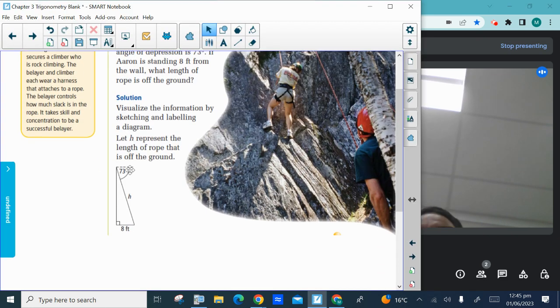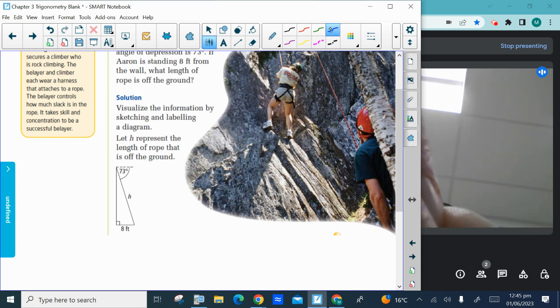So the triangle is labeled. The angle of depression is on the outside of the triangle. It's from the horizontal downwards. But remember, that equals the angle of elevation. The angle of depression from the top of the cliff down to where Aaron is will be the same as the angle of depression from where Aaron is up to the top of the cliff. Those two angles are always the same. So we want to find the length of the rope. They've used letter H there. And Aaron is 3 feet from the base of the rock.